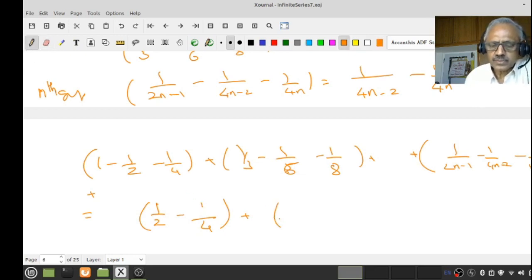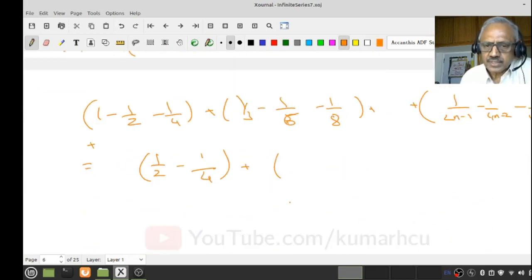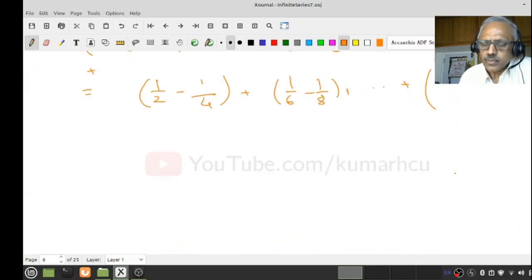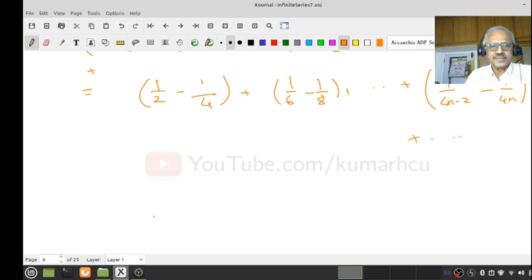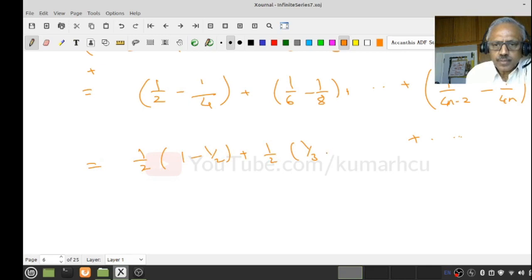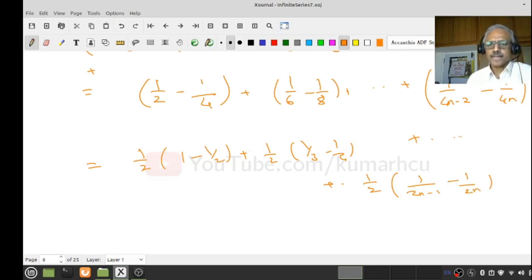Okay, the next one will be 1 by 6 minus 1 by 8 and so on. This is going to be 1 by 4n minus 2 and so on. Yeah, how many of you can recognize this? Notice that this is nothing other than half into 1 by 1 minus 1 by 2. This is half into 1 by 3 minus 1 by 4 and so on. This is half times 1 by 2n minus 1 minus 1 by 2n.